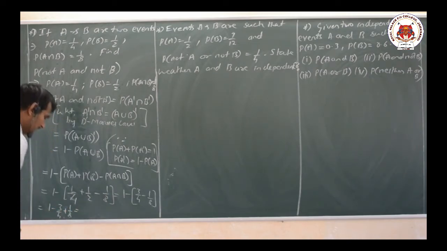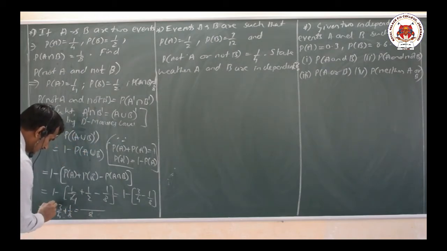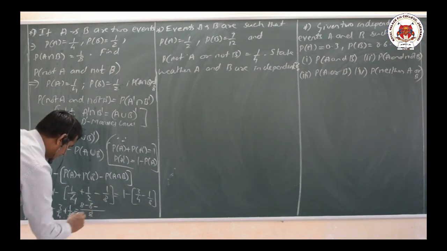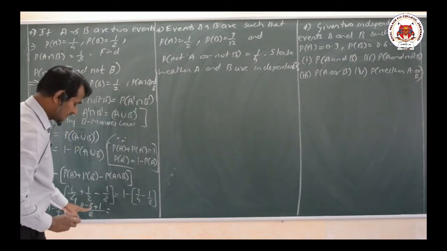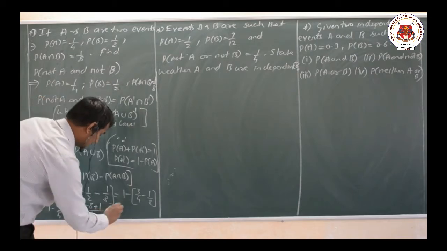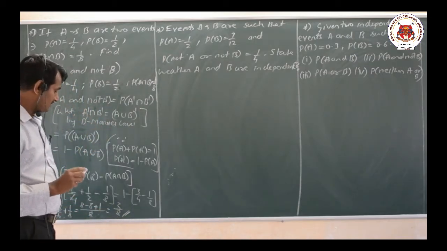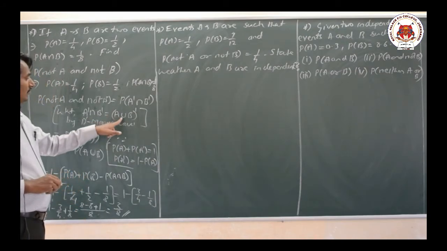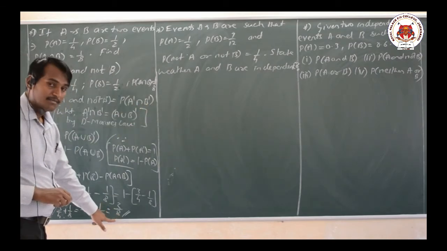Here we know that the LCM will be 8, that is 8 minus, 4 2s are 8, 3 2s are 6, and plus 1. Now what we get is 8 minus 6, that is 2, 2 plus 1, that is 3, so 3 by 8, and that is nothing but our required result. And that value is for what? That value is for P of A dash and B dash, that is nothing but 3 by 8.